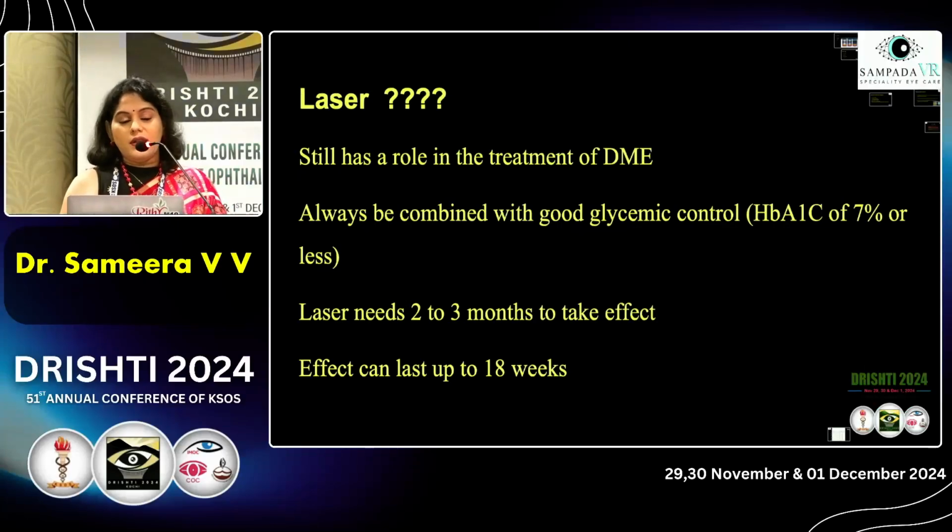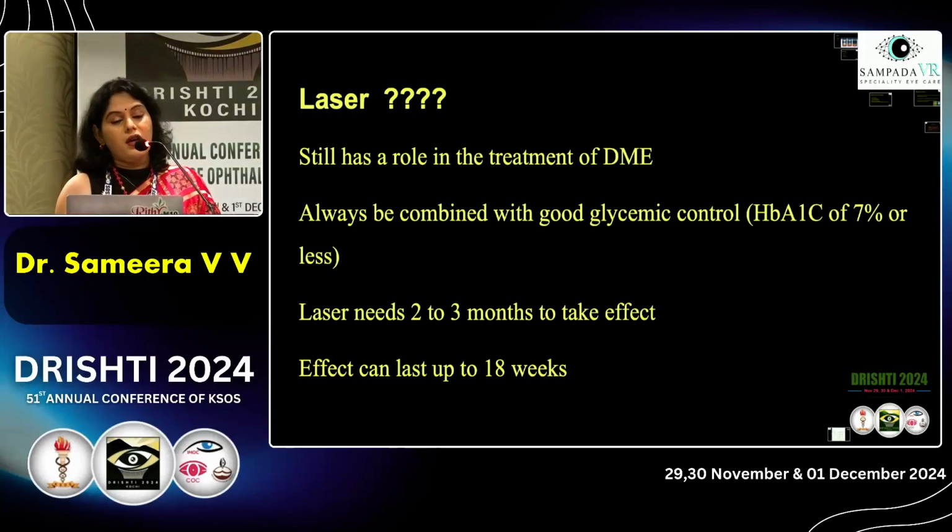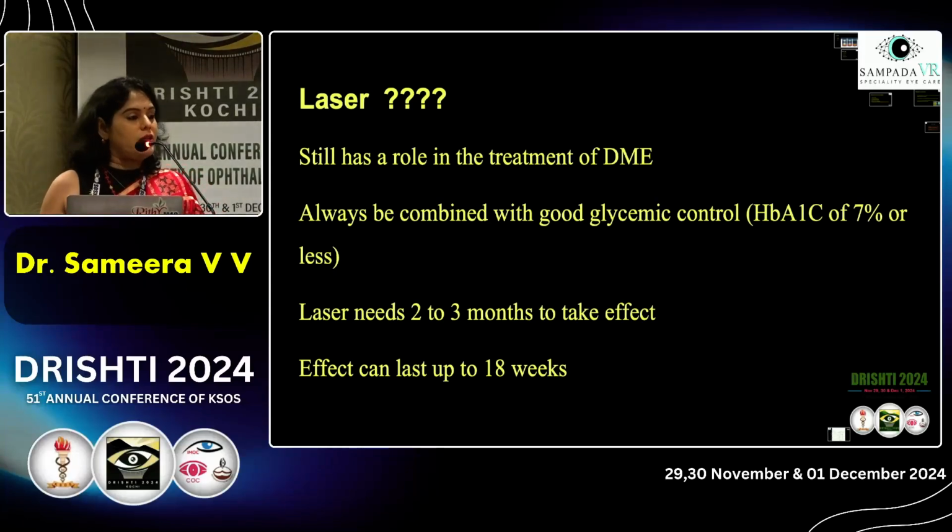So laser still has a role in the treatment of DME. It should always be combined with good glycemic control, and laser needs 2 to 3 months to take effect. You have to tell the patient that it is going to take time, not like an injection, because most patients usually come and say, okay, after laser my vision is just the same. You should definitely convince the patient that it's going to take time, and the effect can last up to 18 weeks.